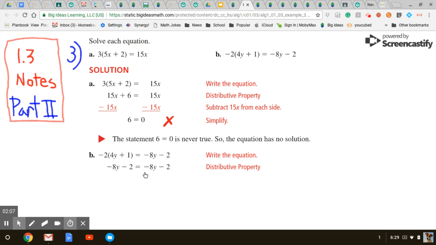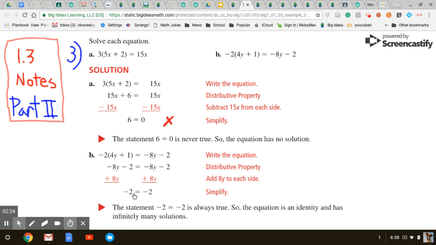Again, that looks strange, but in a slightly different way. So we proceed to try to get the variables on one side by adding 8y to both sides. And when we do, we're left with negative 2 on this side and negative 2 on this side. Now, once again, the variables have canceled out on both sides of the equation, but we're left with this statement that's actually true. And since negative 2 is always equal to negative 2, it's always true.